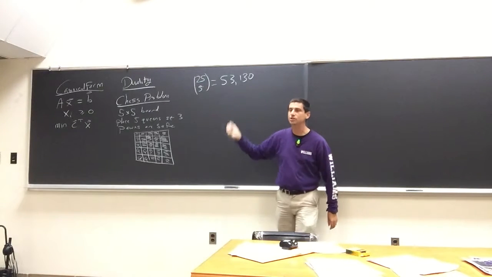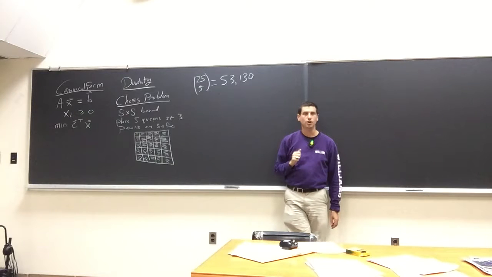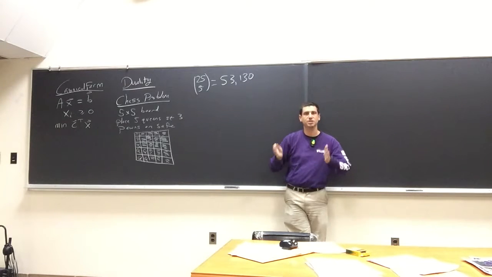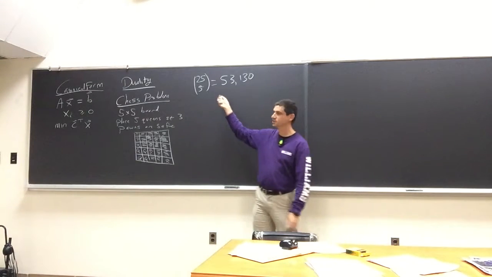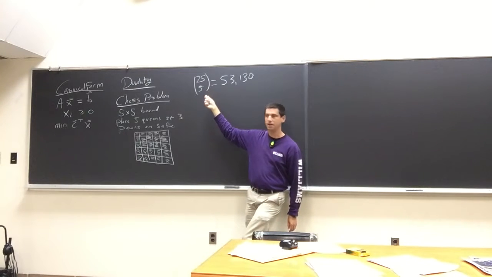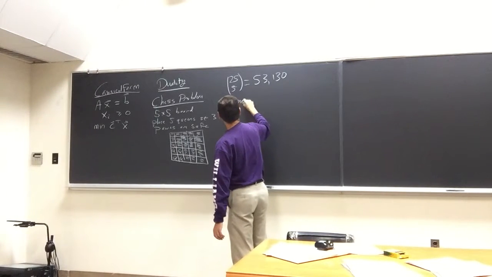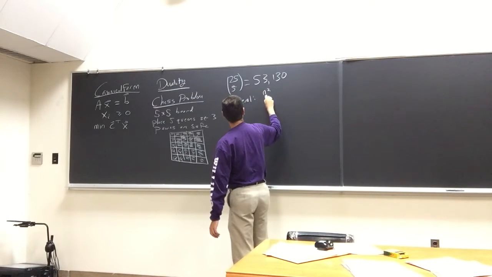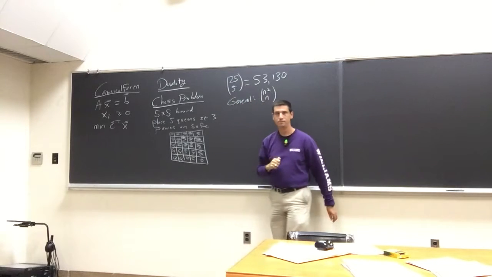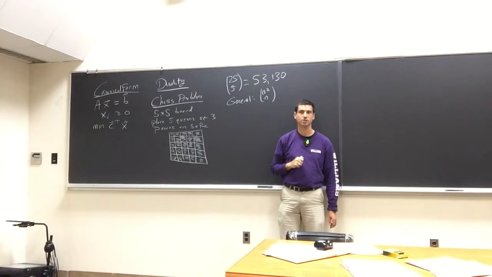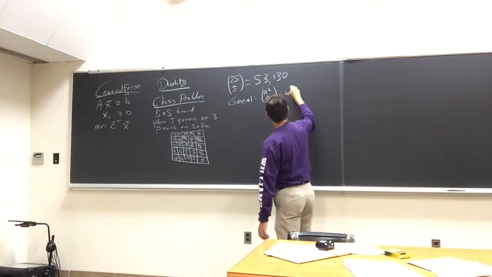A computer could easily go through 53,000 alternatives, and for each one of them, check to see how many pawns can be safely placed. The problem is, of course, if we now go up to a 6 by 6, 7 by 7, 8 by 8, how quickly is this growing? In general it would be n squared choose n. So the general case would be n squared choose n. And then the question is how fast is that growing? Okay? So that's a nice question. What is the growth rate?